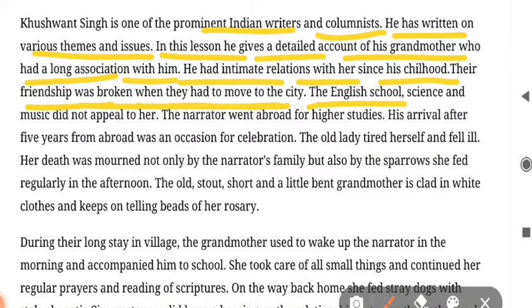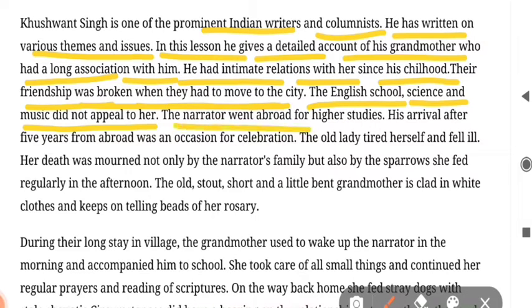In English schools, science and music did not appeal to her. So after a certain period of time his grandmother also moved to the city and started living with them. He was going to English schools, so there he was taught science and music, right? So the science part and the music that he was taught at the school was not very appealing to his grandmother. She didn't like it, because the music that he learned at the village school, which was in a temple, was far more different from this English school music, right?